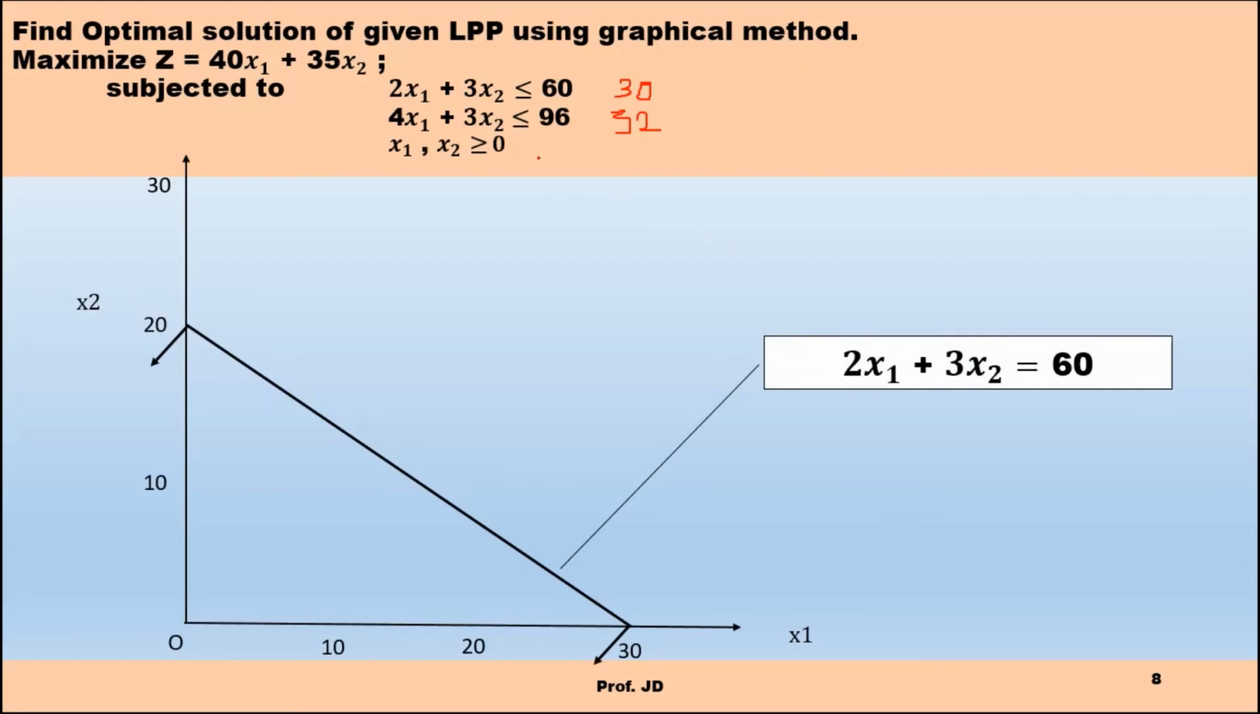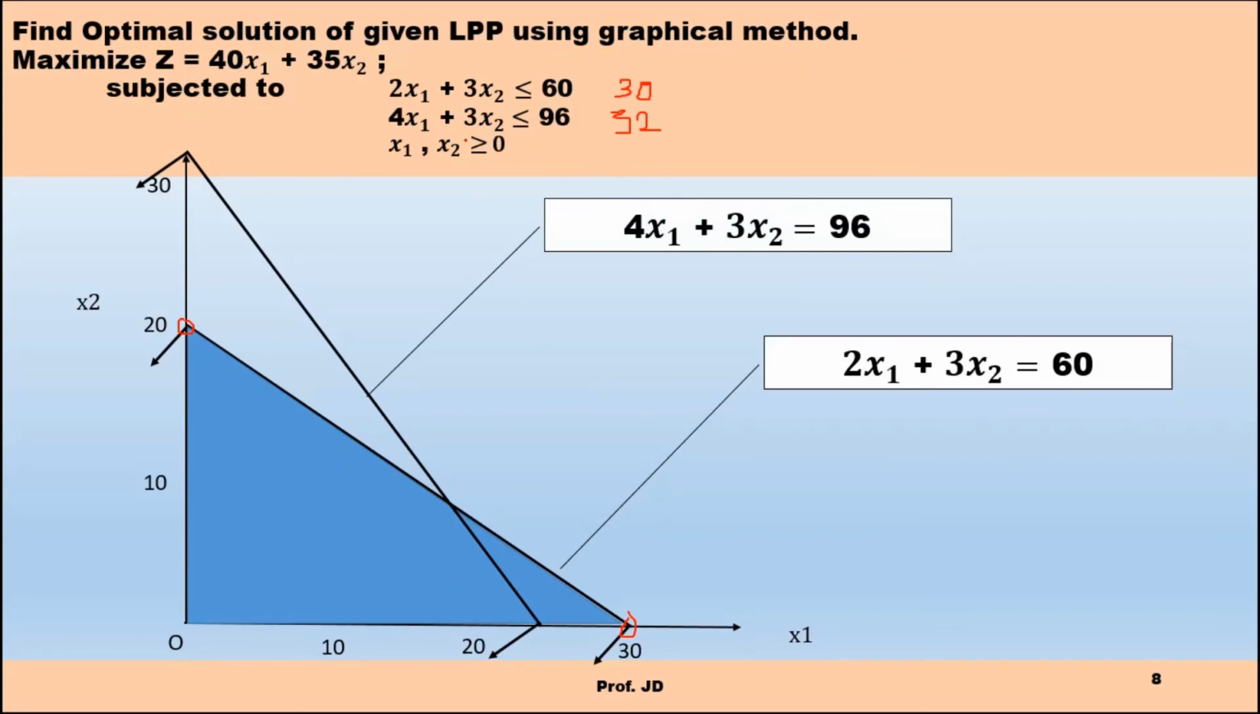Now to plot the first constraint, 2x1 plus 3x2, put x2 equal to 0, you will get x1. So x1 equal to 30, mark that point over here. Put x1 equal to 0, x2 equal to 20, mark the point over here. Okay, second constraint, 4x1 plus 3x2, put x2 equal to 0, x1 is equal to 24, that point is over here, and put x1 equal to 0, you will get x2 equal to 32. So this is 32 somewhere over here.